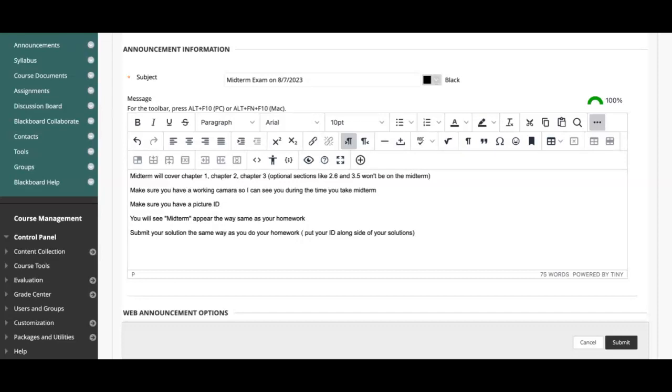It has to be handwriting. You have to take a picture. Ideally you can convert it into one PDF file. It has to be handwriting, and it has to have your ID alongside of your handwriting.